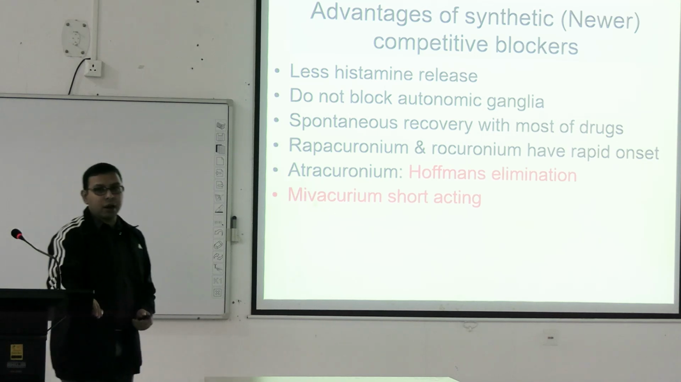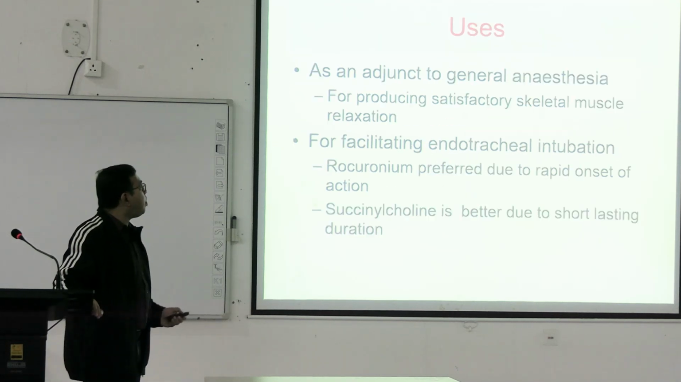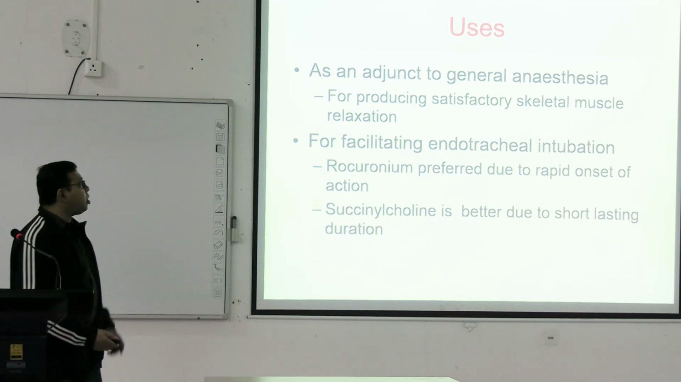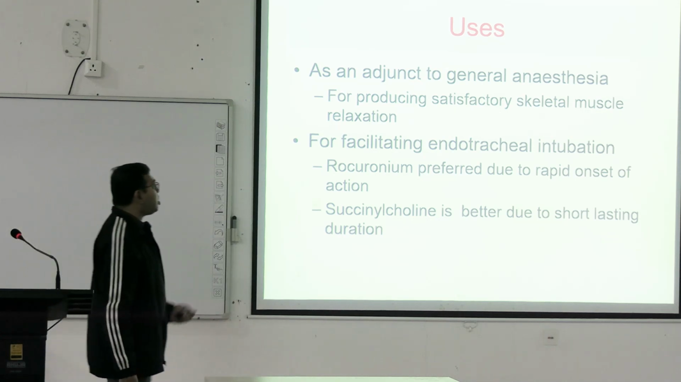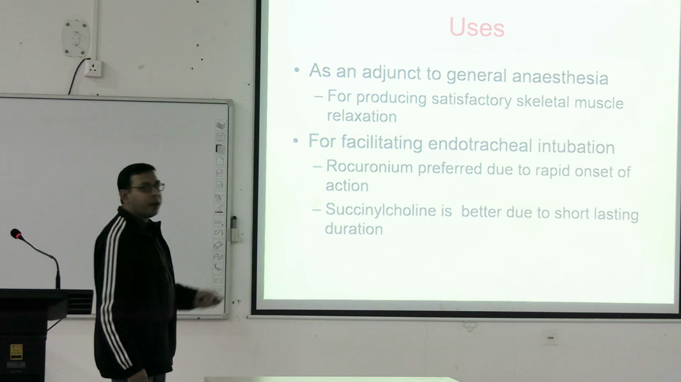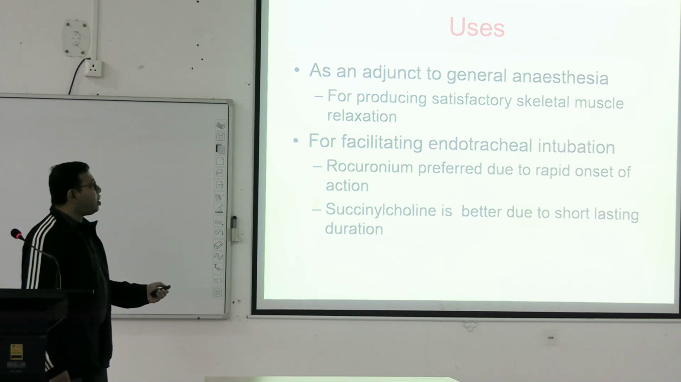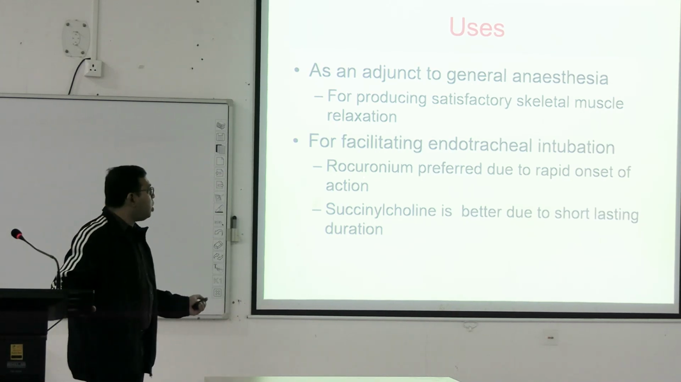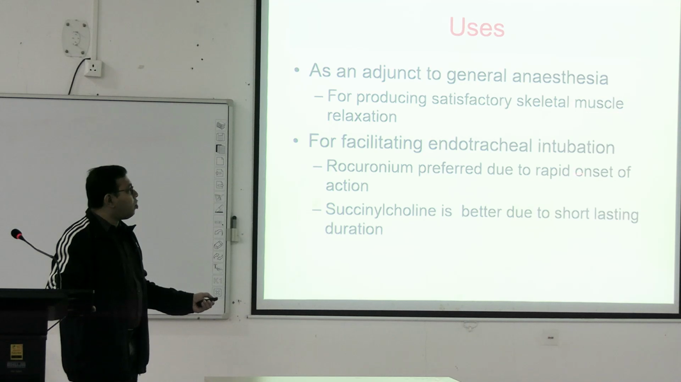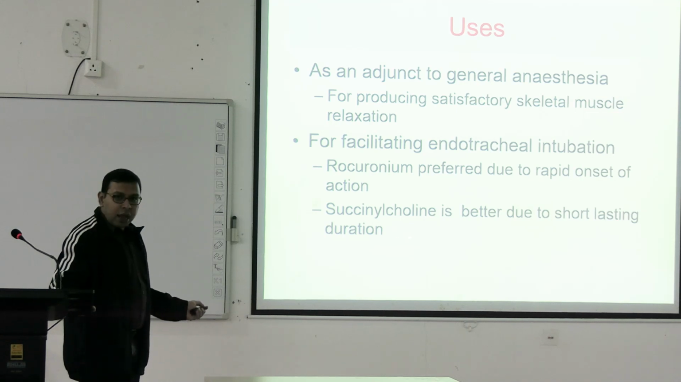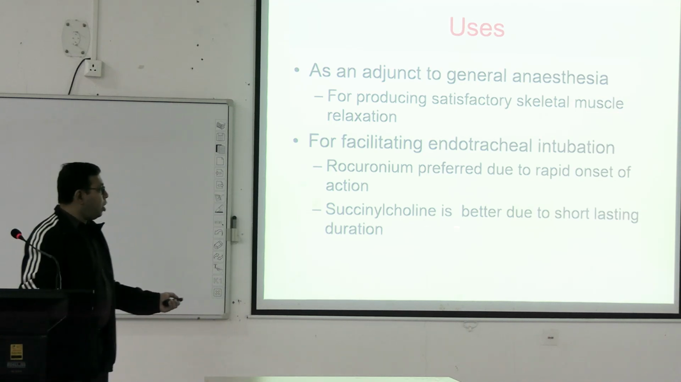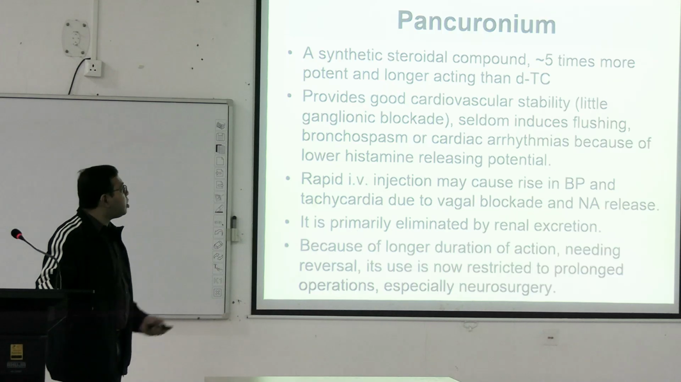Mivacurium is the shortest acting neuromuscular blocker. It is used as an adjunct to general anesthesia for producing satisfactory skeletal muscle relaxation, and for facilitating tracheal intubation, very commonly used. Rocuronium is preferred due to its rapid onset of action. Succinylcholine will come later. It is better due to its short lasting duration.